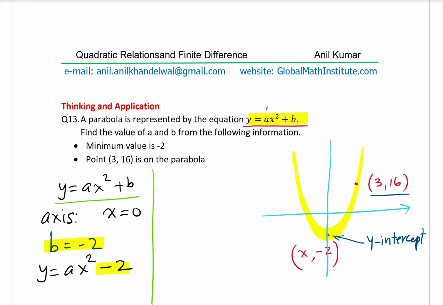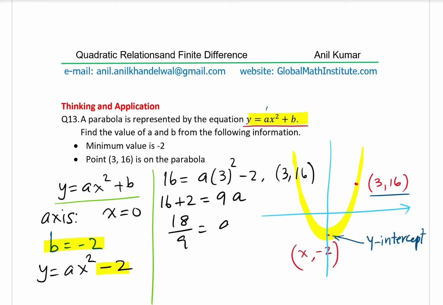Correct? And therefore, we can write down the equation by substituting the values 3 and 16. So I'll write 16 for y, a times 3 squared minus 2. So we are using the point which is x value of 3, y value of 16. Correct? So we get 16 plus 2 equals 9a. 18 divided by 9 is the value of a. So we get 2 as the value of a.